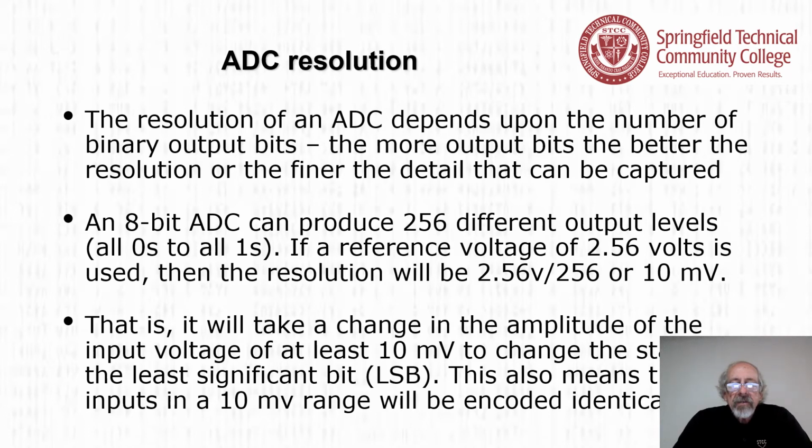So that is, it will take a change in the amplitude of the input voltage of at least 10 millivolts to change the state of the least significant bit, the LSB. This also means that all inputs in a 10 millivolt range will be encoded identically. Again, the problem with what we call quantization of an A to D converter.